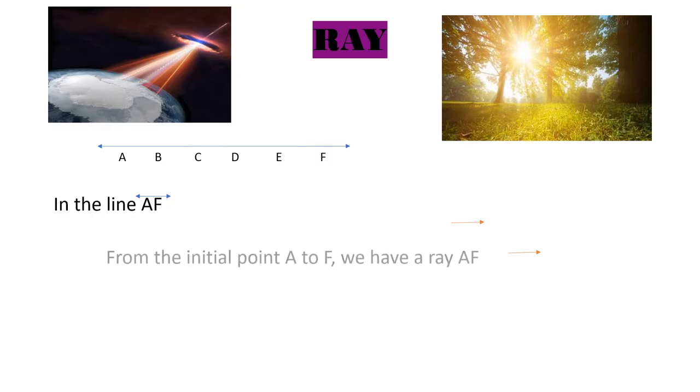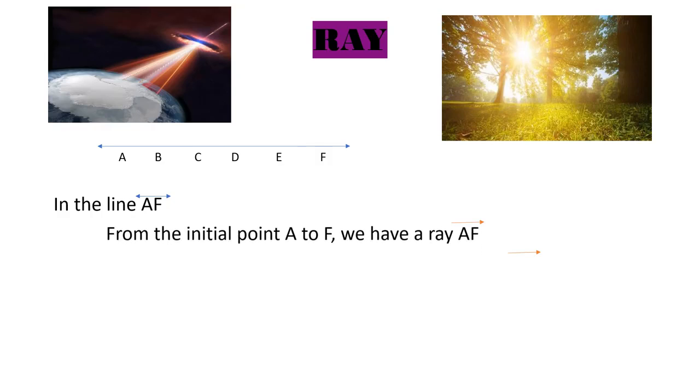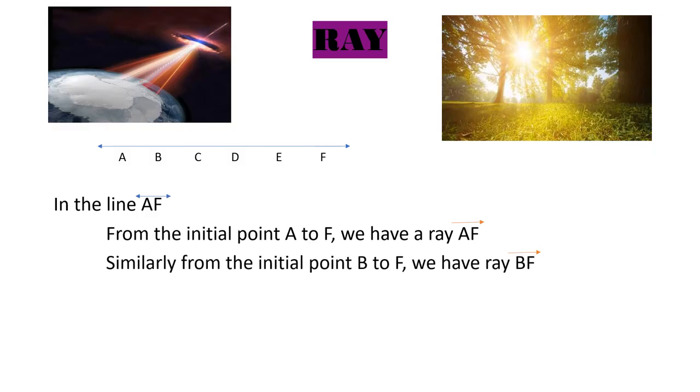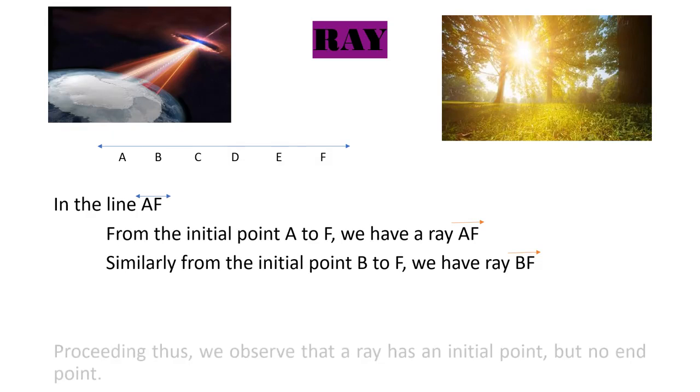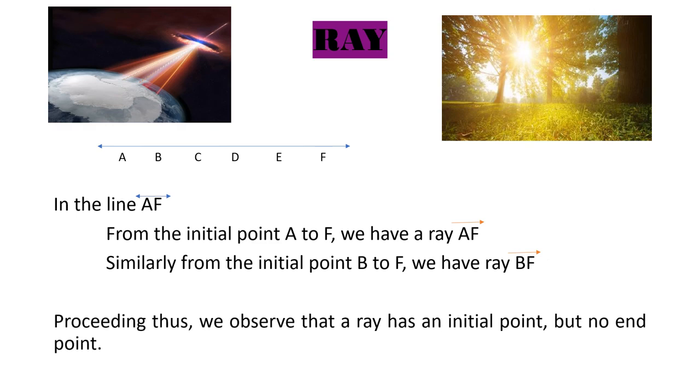Another part of a line is a ray. So in the line AF, from the initial point A to F, we have a ray AF. Similarly, from the initial point B to F, we have a ray BF. Proceeding thus, we observe that a ray has an initial point but no end point, just like how sun rays are rays from a satellite, as you can observe from the pictures above.